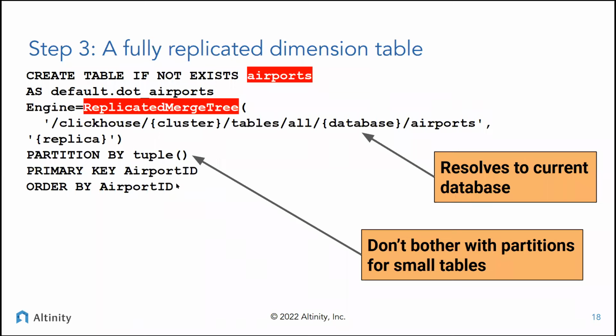And then finally, a fully replicated dimension table, pretty simple. Create table if not exists. I'm actually copying this from another table definition, but again, it uses replicated merge tree, and it uses a pretty similar path. The big difference is that within this first path, we don't make any distinction between the replicas. So there's just one path that all the tables communicate through. And then partition by tuple, if you haven't seen it, is just an idiomatic way of saying I don't care about table parts because this thing is so small that it'll just make one part.